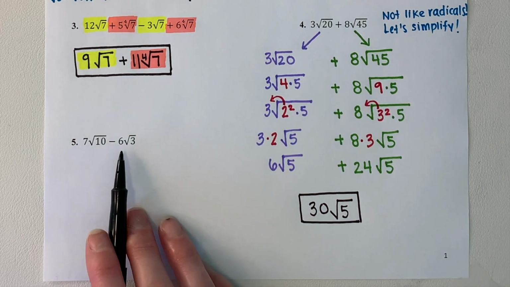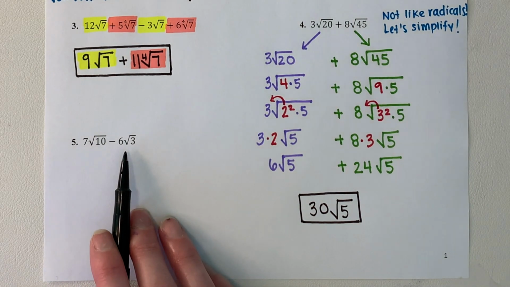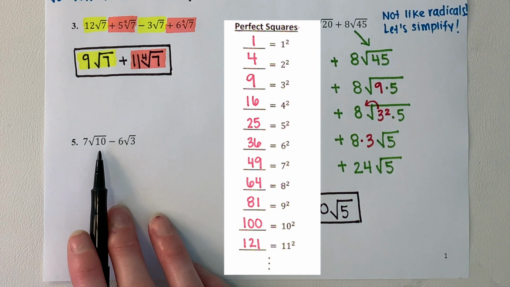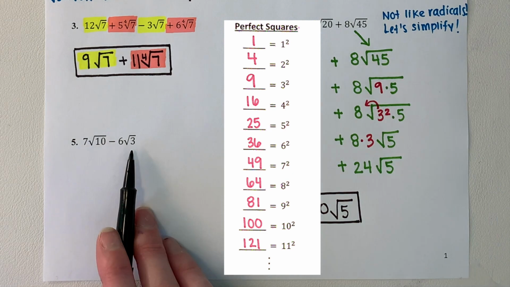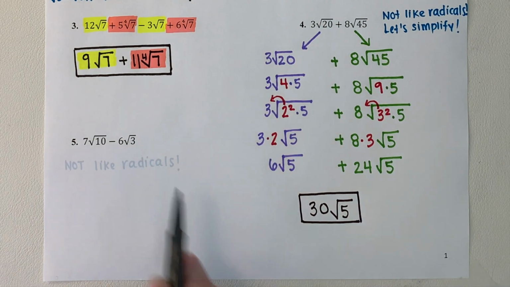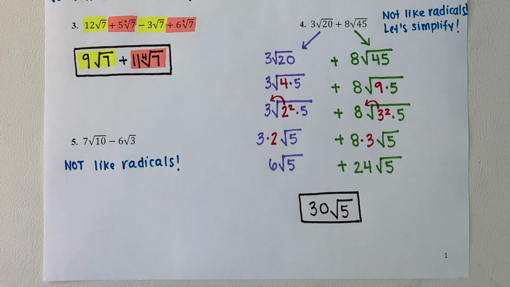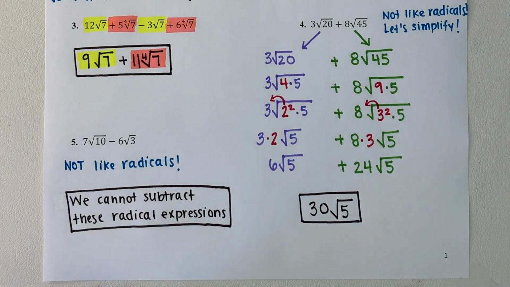Now, since these are square roots, we're looking for perfect squares underneath the radicals. 10 is not a perfect square, and if you look at our list of perfect squares, you will find that there are no perfect squares other than one that multiply evenly into 10. So that means that the square root of 10 cannot be simplified. 3 is not a perfect square, and there are no perfect squares other than one that multiply evenly into 3. So that means the square root of 3 also cannot be simplified. So these are not like radicals, and they can't be simplified, so we cannot subtract these radical expressions.